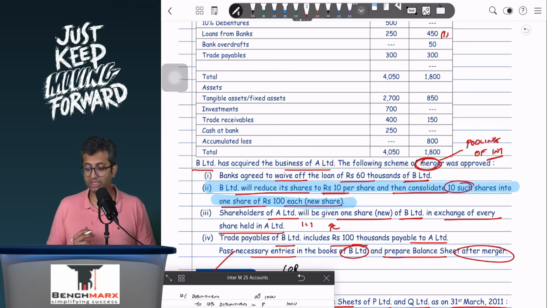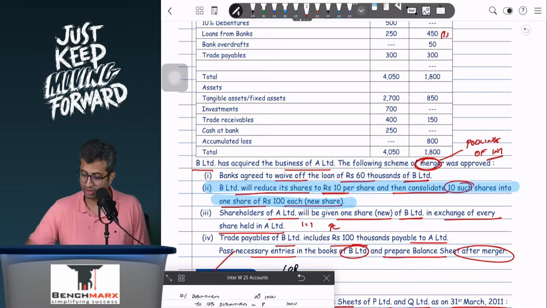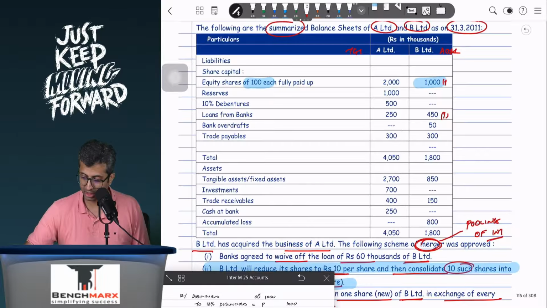Now for these entries, before I go into the acquisition entries, I'll have to do the internal reconstruction of B. So under internal reconstruction, the first entry will be, let us say there are loans. So this is loans account debit 60 to capital reduction 60. So this is 450 minus 60. Then equity share capital account debit 1000. These are shares of rupees 100. To equity share capital, these are shares of rupees 10, that is 100, and to capital reduction. This will be 900 rupees.